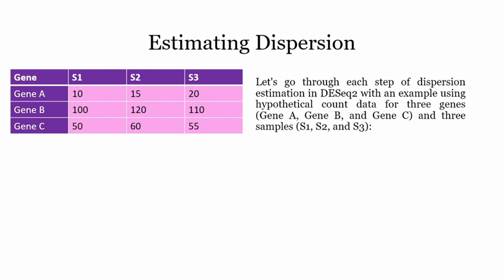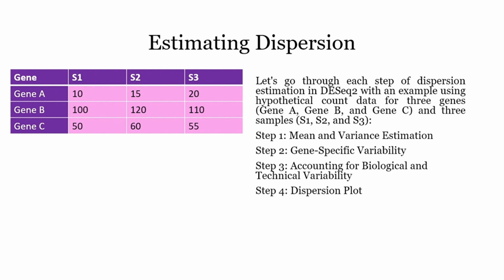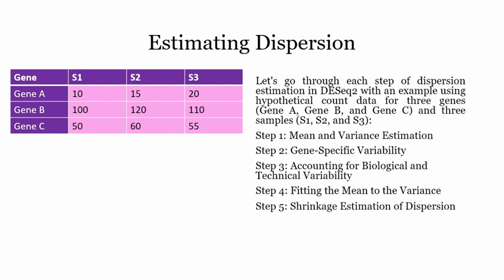Let's go through each step of dispersion estimation in DESeq2, with an example using hypothetical count data for 3 genes, gene A, gene B, and gene C, and 3 samples, S1, S2, and S3. In step 1, we estimate the mean and variance. In step 2, we account for the gene-specific variability. Step 3, we account for the biological and technical variability. Step 4, we plot the dispersion, which is fitting the mean to the variance. And step 5, shrinkage estimation of dispersion.